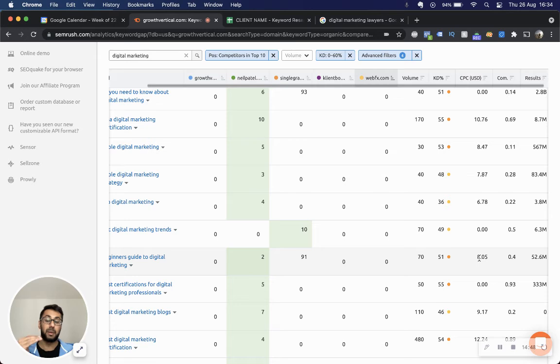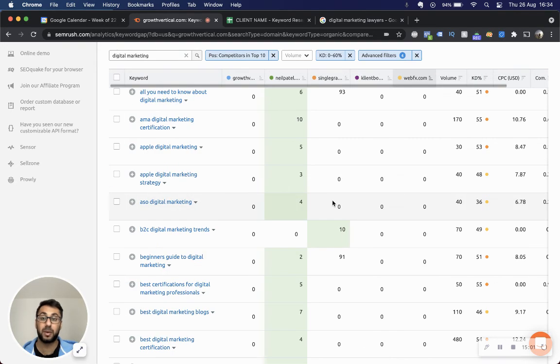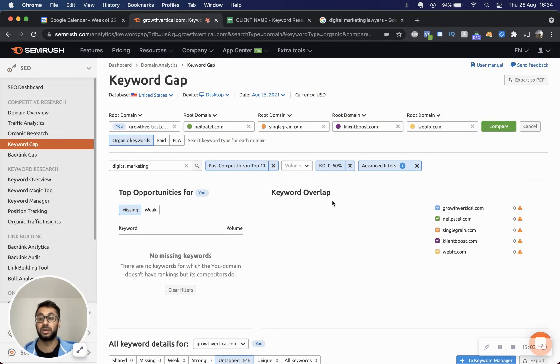and then you can prioritize some pillars over others and some topic clusters over others, right? So this is how you can get to grips with starting out that research process and being more effective and efficient, especially in the early days, just by using something like the keyword gap tool, right?